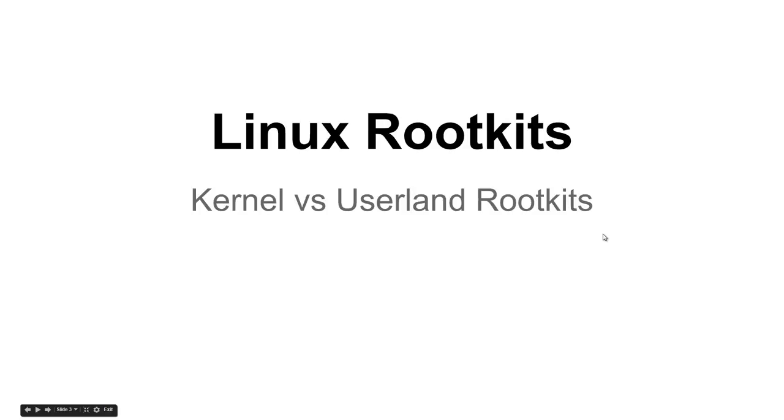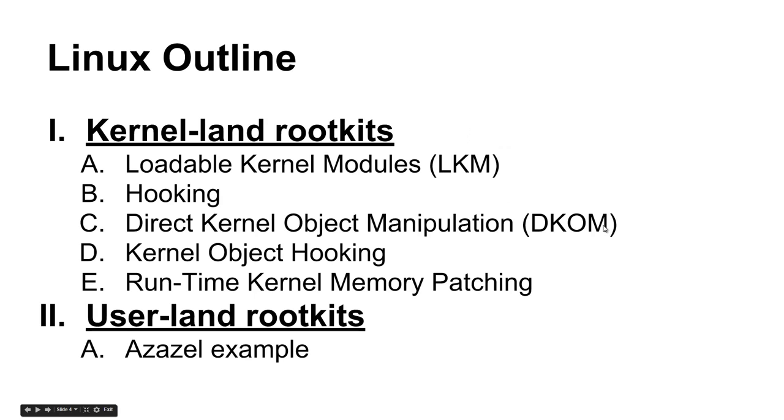We're first going to cover Linux rootkits and go into the difference between kernel land and user land rootkits. Then after that, we're going to go into Windows land. So here are the ways to deploy a rootkit in kernel land that we're going to cover: loadable kernel modules, which is the official sanctioned way of doing kernel development, hooking, kernel object hooking, and runtime patching. Then we're going to cover a user land rootkit with the source code for Azazel.